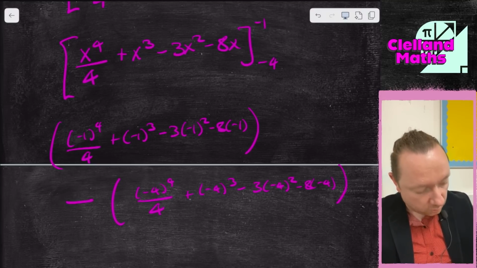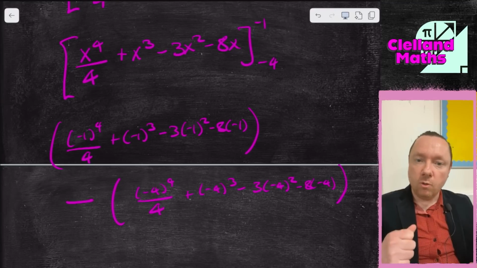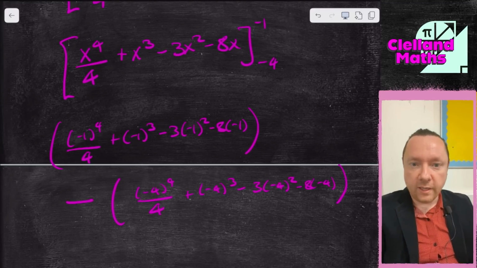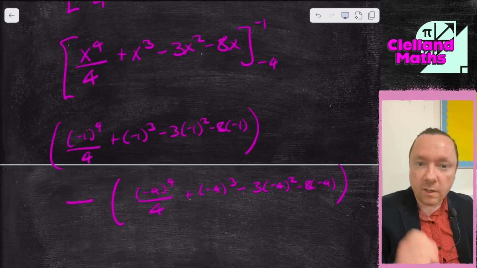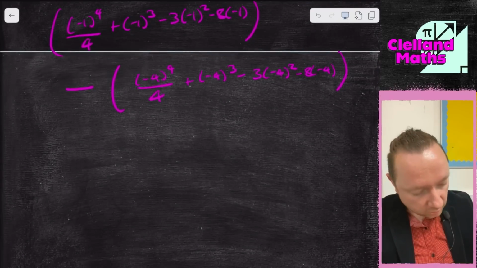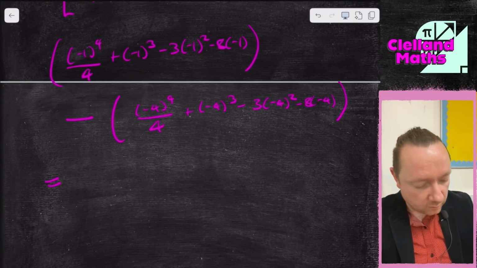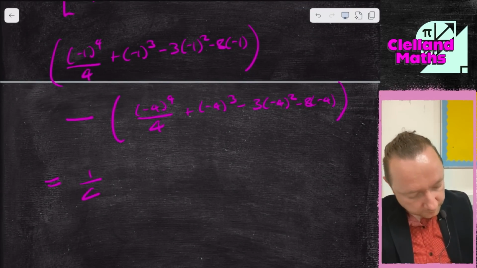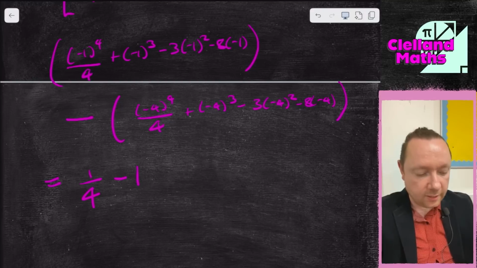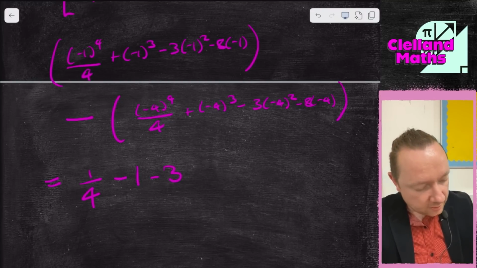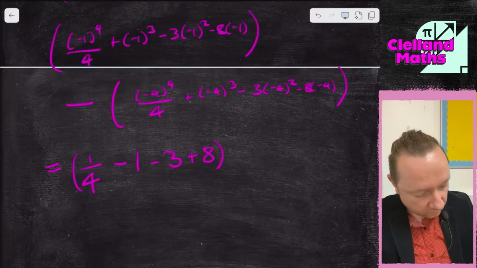And at this point, this is where a lot of people start making mistakes, but usually it's only worth one extra mark to get the final answer, so don't worry if you find that a little bit difficult, but let's just try it anyway. I'm going to do a lot of it manually because I know that I won't make mistakes manually. Minus 1 to the 4 is 1, so that gives me a quarter. Minus 1 cubed is minus 1. Minus 1 squared is 1 times minus 3 is minus 3. Minus 8 times minus 1 is plus 8. So there's my first bracket a little bit better.